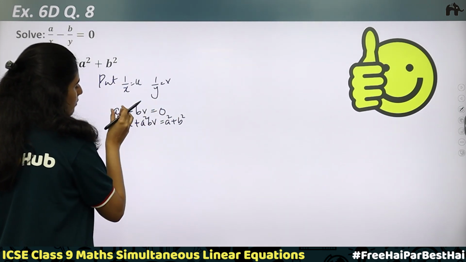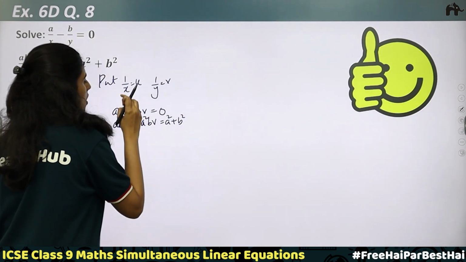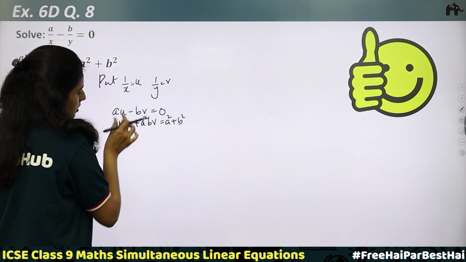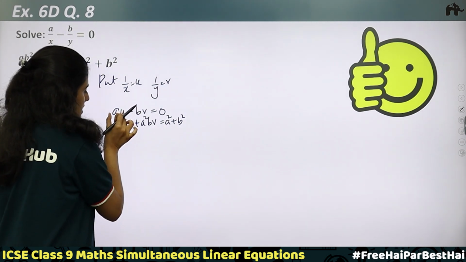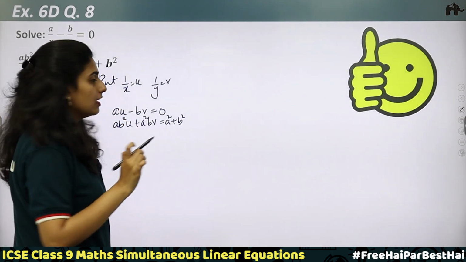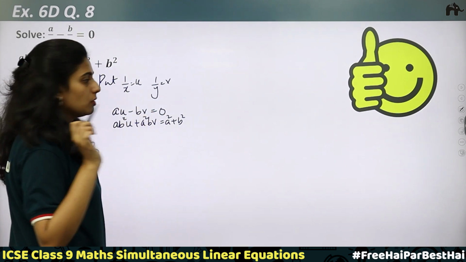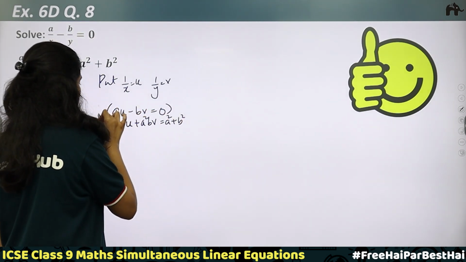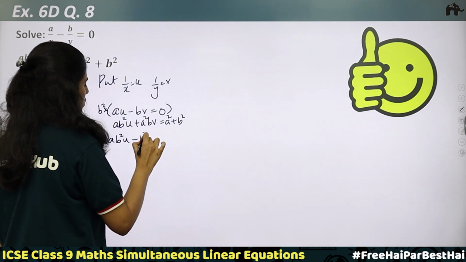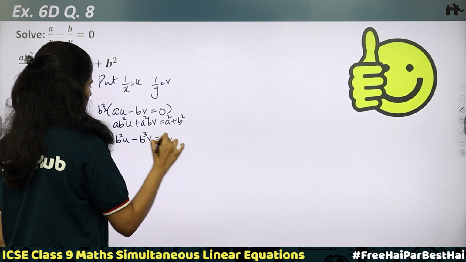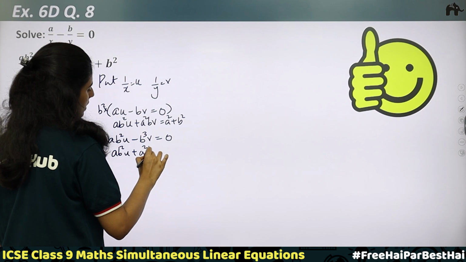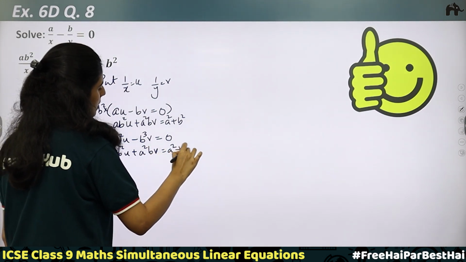Now what can be done? We have to make the coefficients of either u or the coefficients of v the same. Okay, for that what can be done? Here we have u containing terms. This is a and this is ab square. So we are going to make ab square in the first equation also. What should be done? Multiplying throughout the first equation with b square. Then ab square u minus b cube v equal to 0. And ab square u plus a square bv equal to a square plus b square.